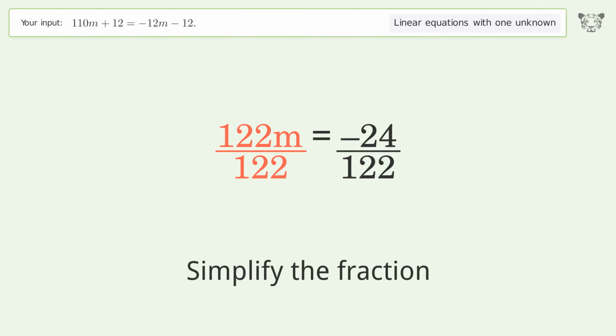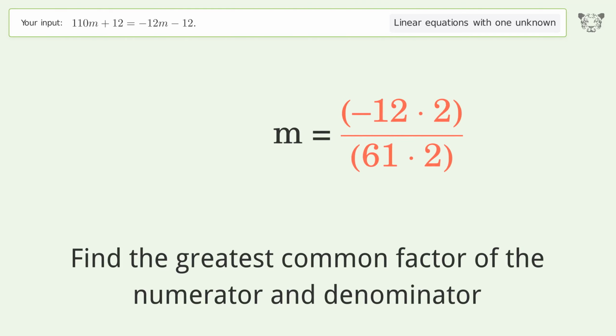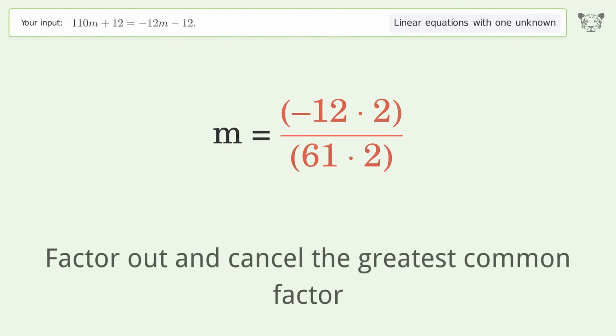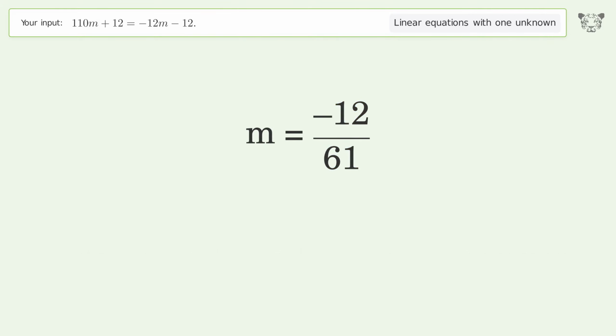Simplify the fraction. Find the greatest common factor of the numerator and denominator. Factor out and cancel the greatest common factor. And so the final result is m equals -12/61.